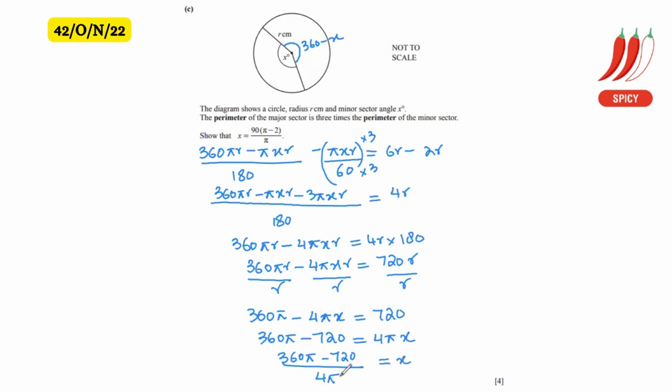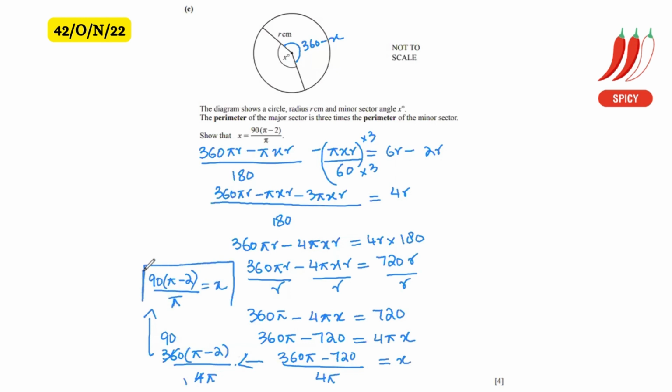Now if we simplify this, between 360 and 720, we have 360 common, so 360 pi minus 2 over 4 pi. 4 ones are 4, this is 90. So that's basically 90 times pi minus 2 over pi equals x, which is basically what the question was asking us to show.